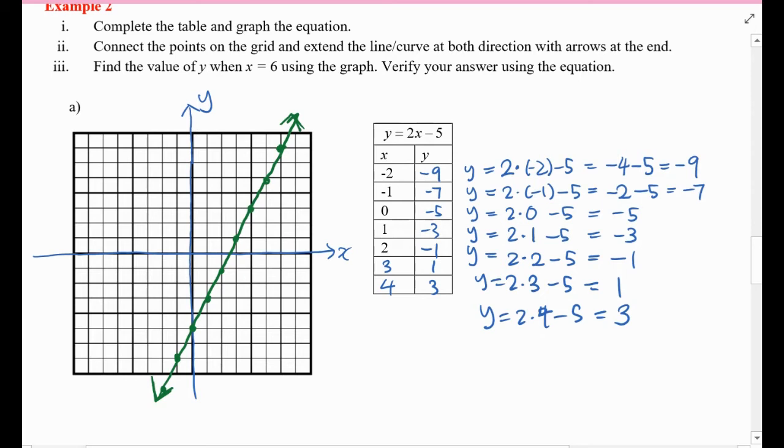Alright? Okay. Find the value of y when x equals 6 using the graph. So let's use the graph. We have 6 here. When x is 6, let's find the y value. That is 7. So when x is 6, the y value is 7. And verify your answer using the equation. So 2 times 6 minus 5 is y. Then 12 minus 5, that's 7. Okay?